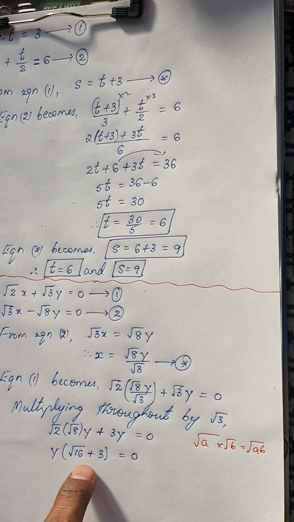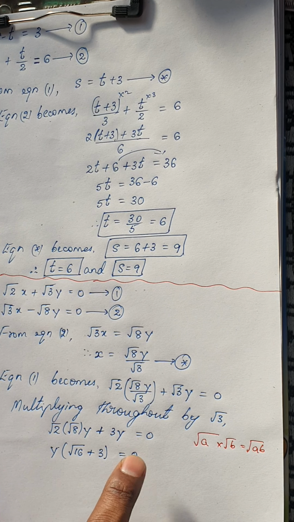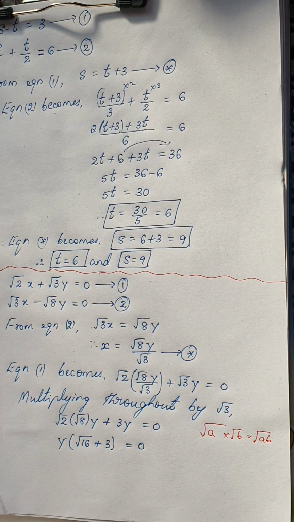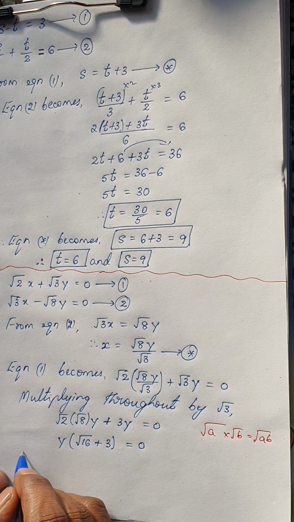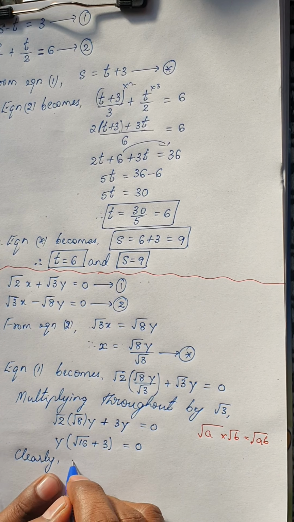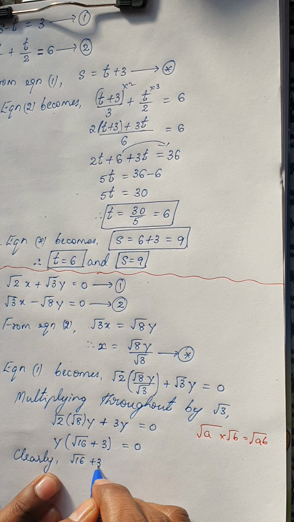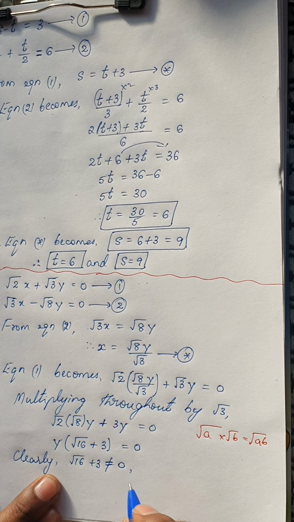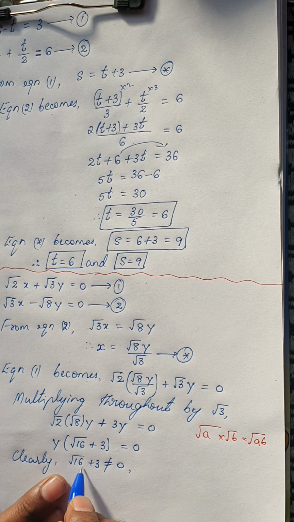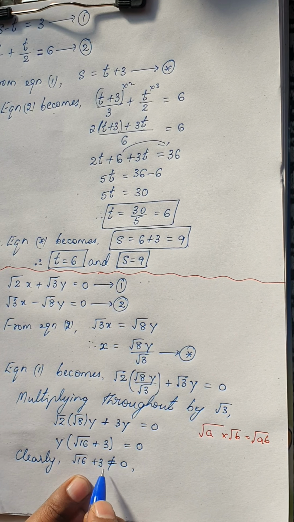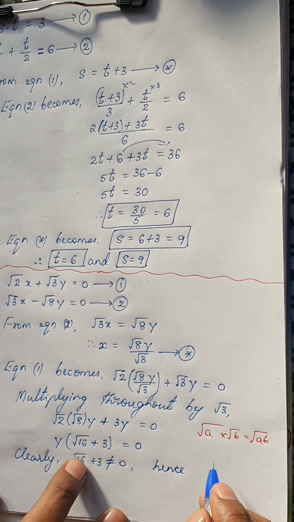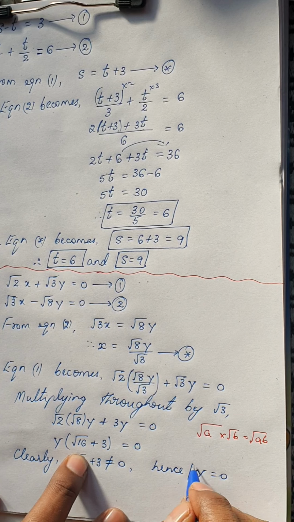Remember, when the product of two terms is 0, either the first value will be equal to 0 or the second value will be equal to 0. Clearly, root 16 plus 3 is never equal to 0. Is it equal to 0? Because we know root 16 is nothing but 4. Now 4 plus 3 will be 7. It can never be equal to 0. Hence y is equal to 0.